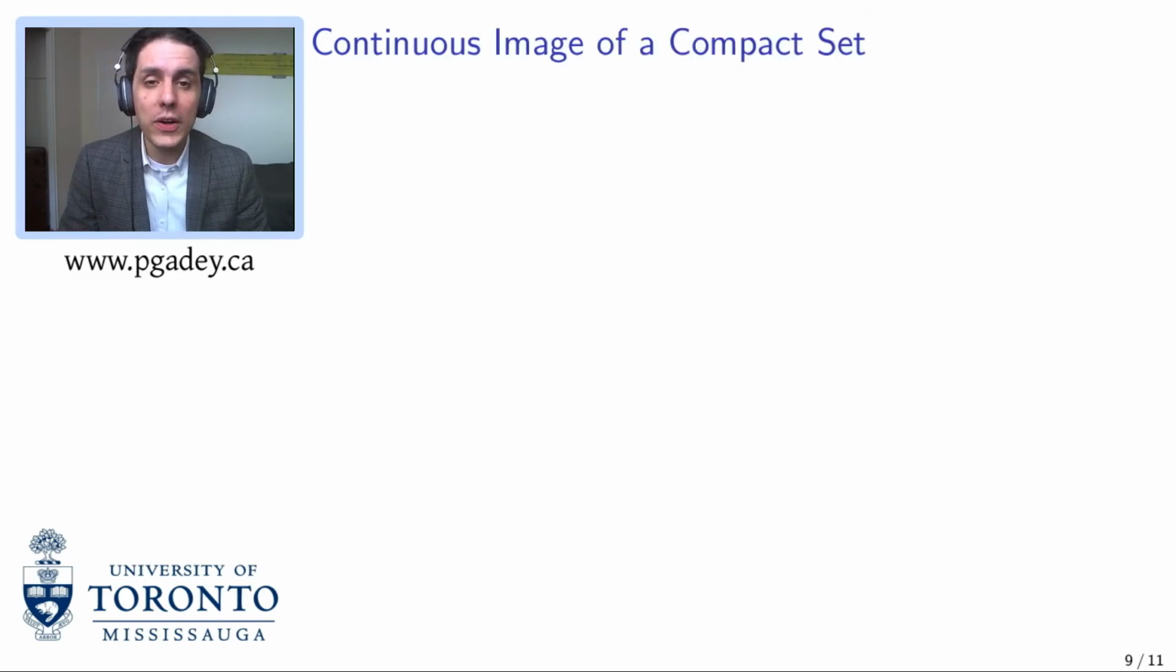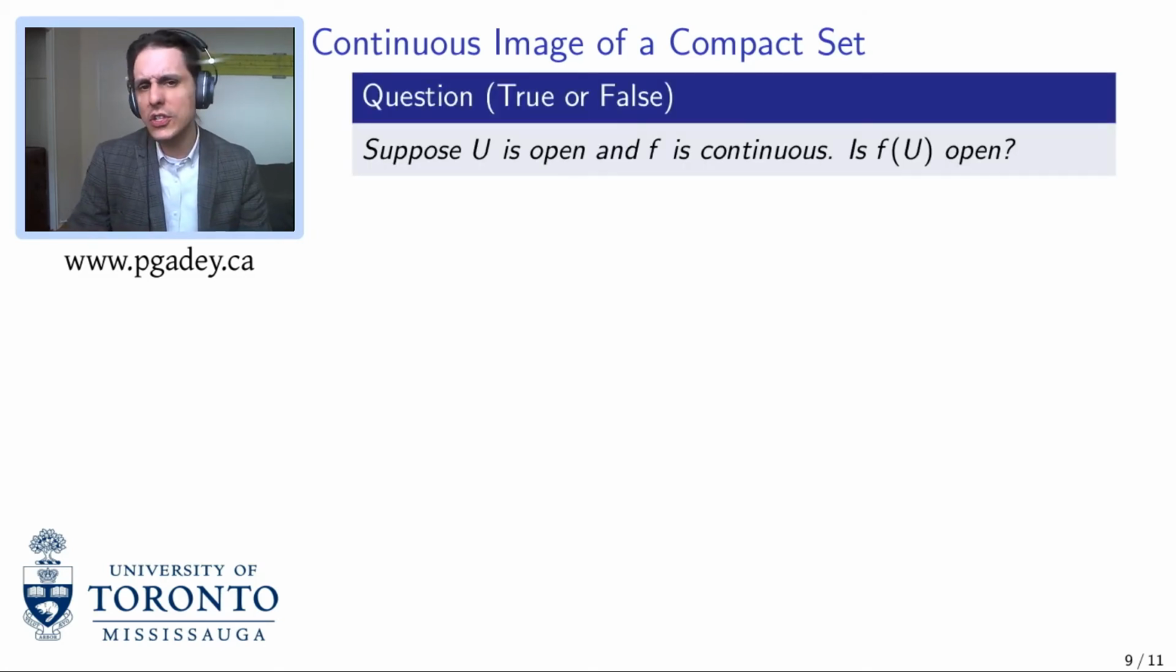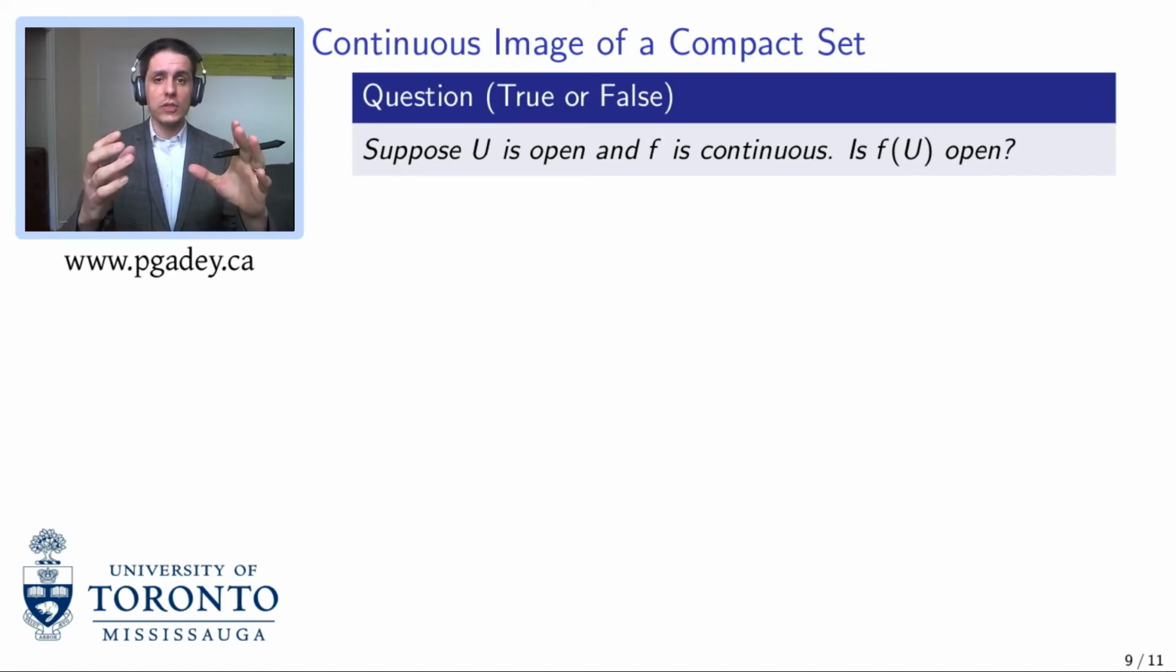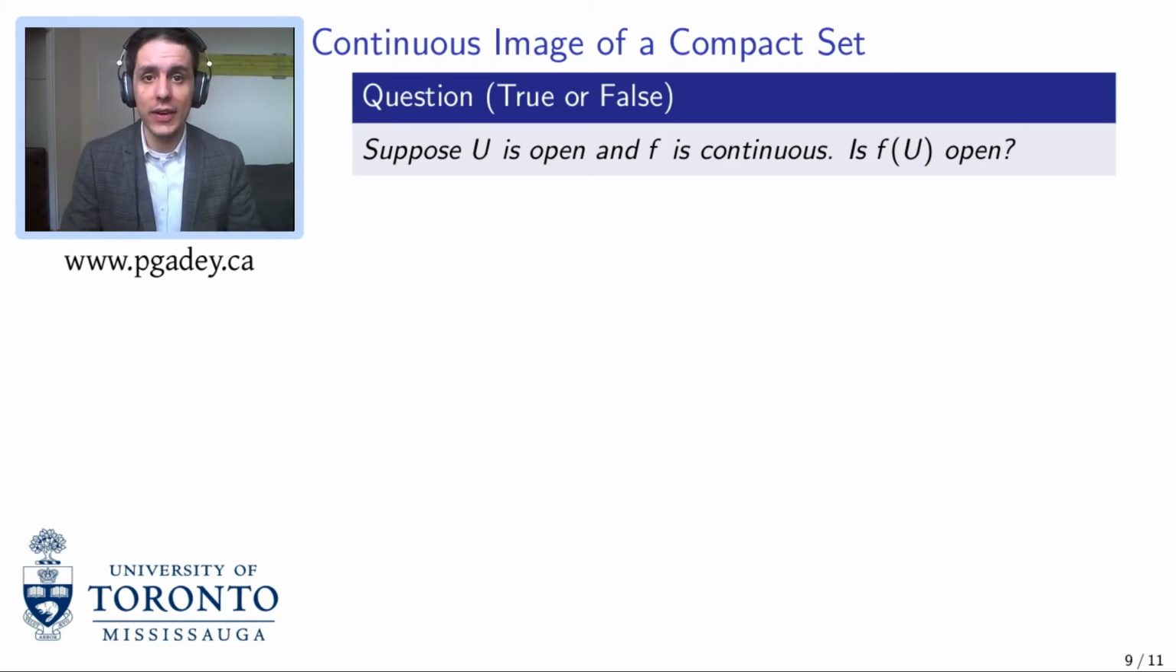Okay, now I want to talk about what happens when we look at the continuous image of a compact set. So this is just a background question, kind of a true-false question. Suppose that you have an open set and a continuous function. What do we know about f of an open set? So if you have a continuous function, you plug in an open set, what can you get out? So take a moment, try and write something down to see whether or not you've got this question.